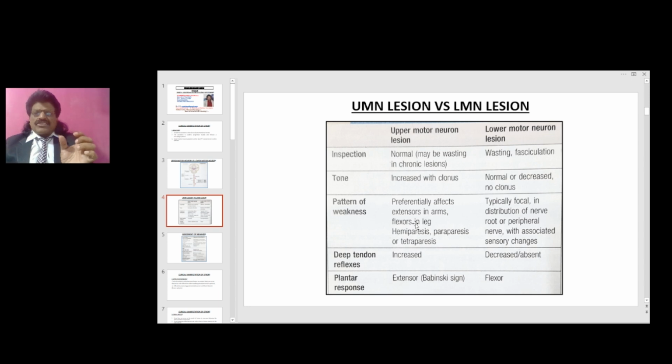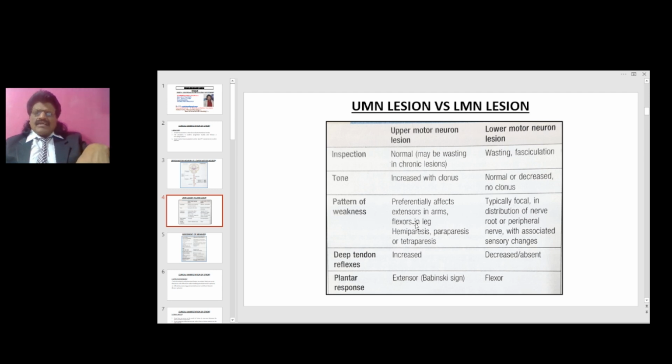When it comes to the lower limbs, flexors in the leg are affected. Easy to remember is HD for the lower limbs. What is H? Hamstrings muscles and hip flexors. D means dorsiflexor. So when the hamstrings get affected, they cannot extend the knee. So the knee will be flexed. When the hip flexors get affected, again they cannot flex. It will be extended. When the dorsiflexors get affected, there will be plantar flexion.